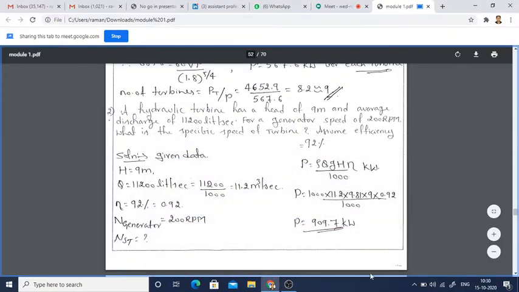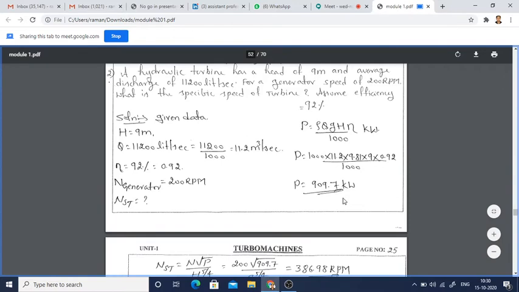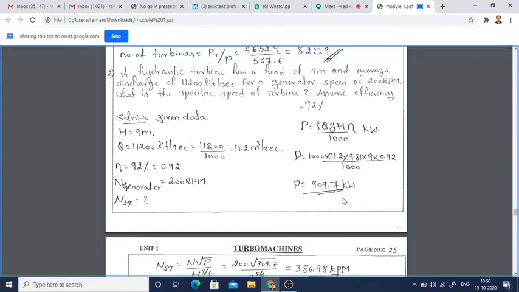I have projected the second question. You just try to do this question. Just give me 1 minute of time.